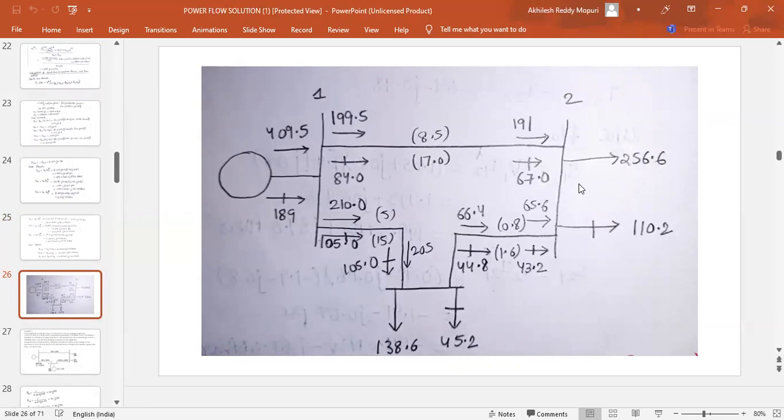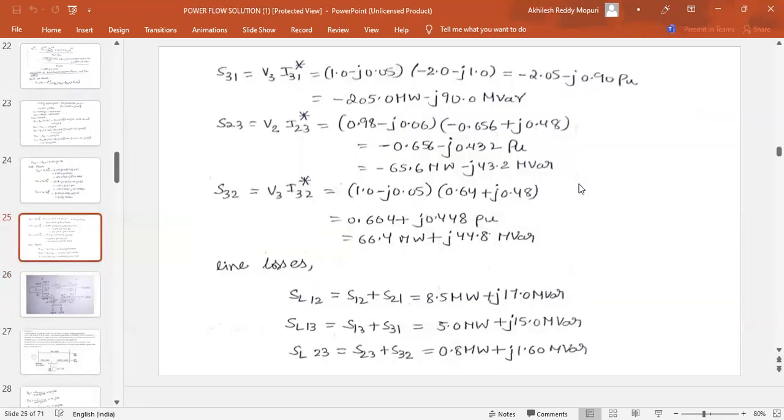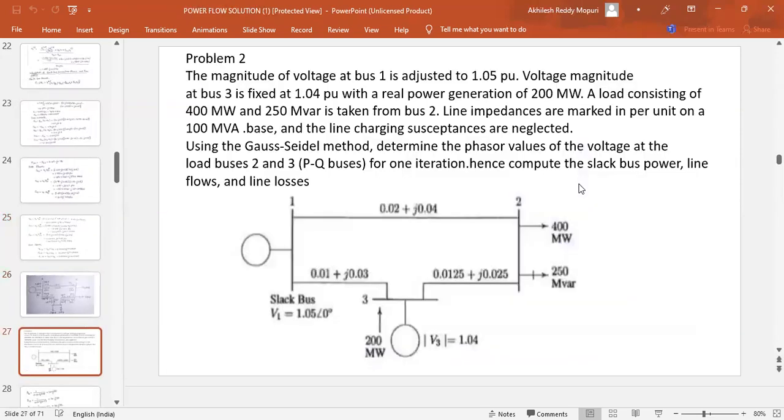Now, this is the first model problem, that is the PQ bus problem. Now, let us move on to the PV bus problem. In this problem, they had given the magnitude of voltage at bus 1 as 1.05 and the angle. So, this is a slack bus again. And bus 3 is fixed at 1.04 with the real power. They had given magnitude of V and P. So, this is a PV bus.